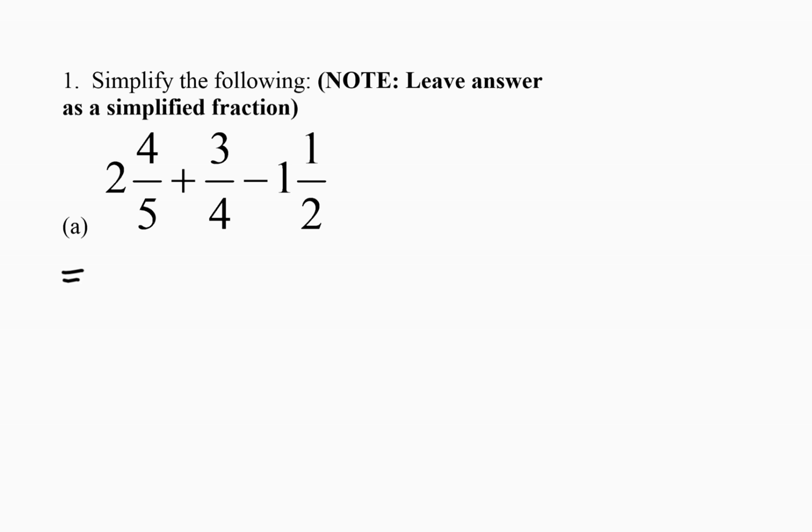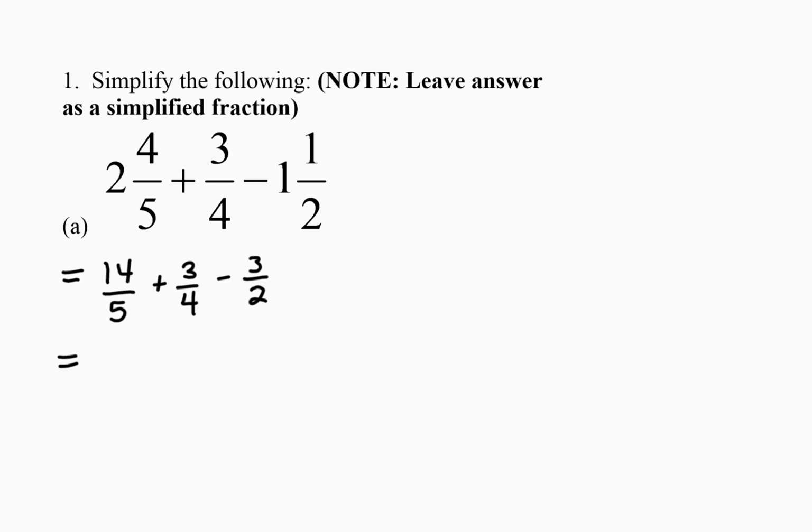So 2 times 5 is 10. And then plus 4, that would be 14 over 5. I'm going to keep that one as 3/4. And this one, 1 times 2 plus 1 is 3 over 2. Then remember, to add and subtract fractions, you need a common denominator. And we can get a common denominator of all 3 at the same time if we want, and that will save us a little bit of time.